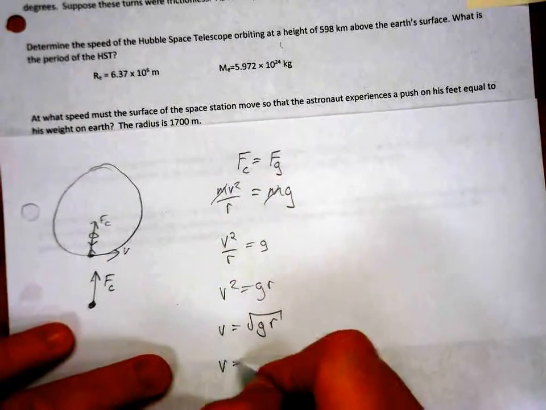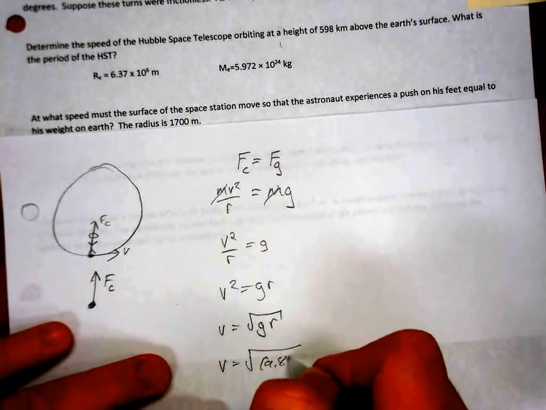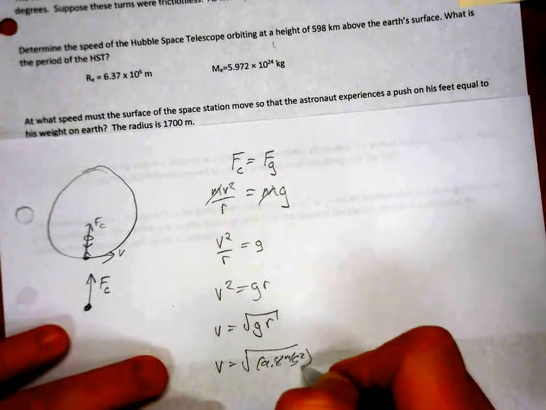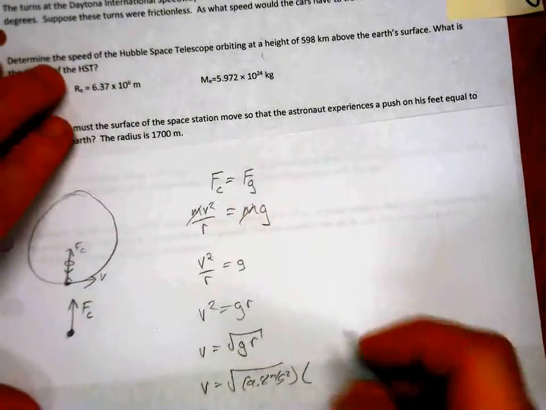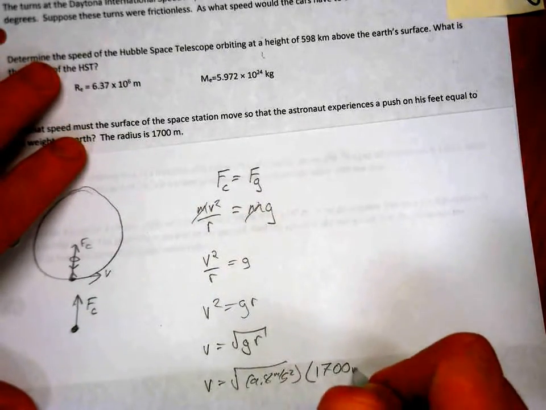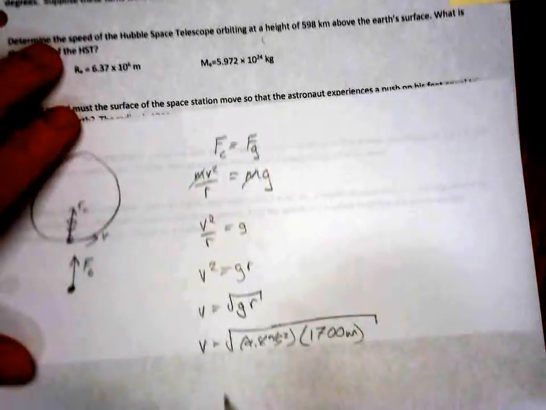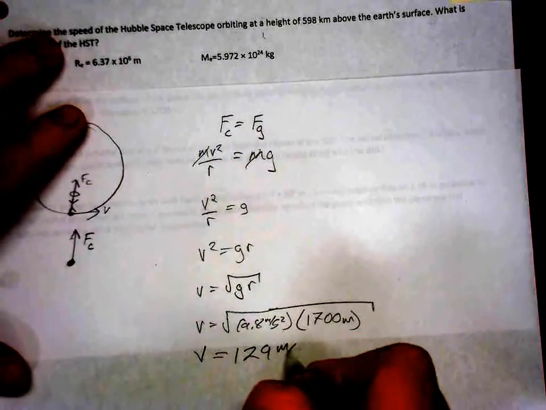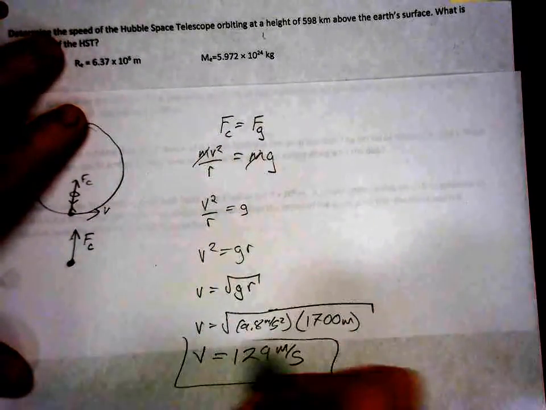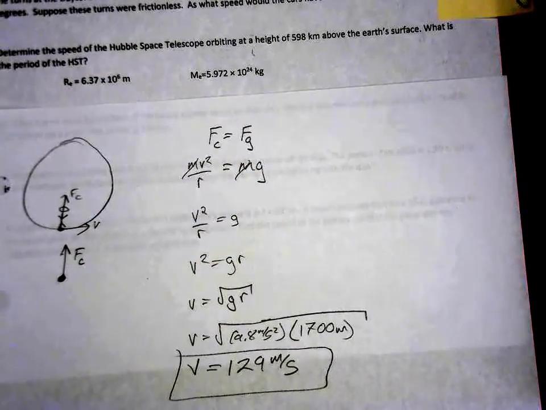So v equals the square root of 9.8 meters per second squared times the radius, which we're given, 1,700 meters, and v equals 129 meters per second. Simple enough?